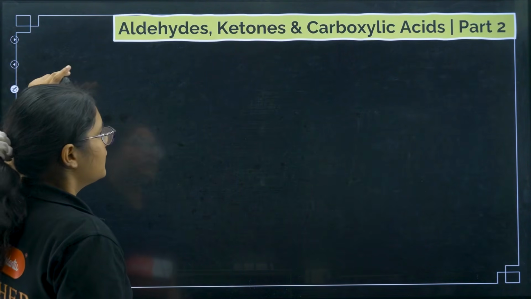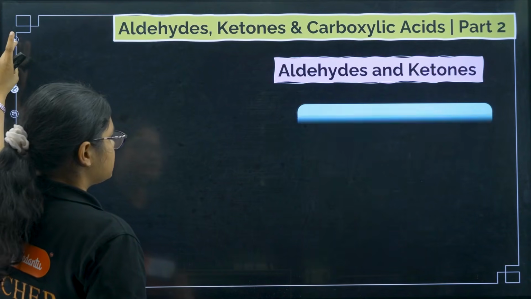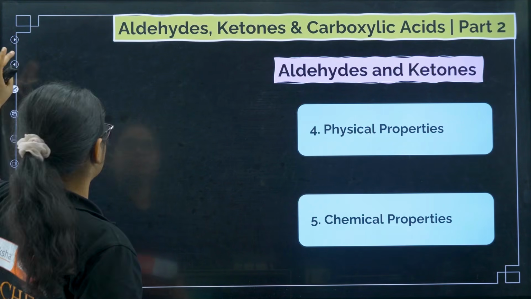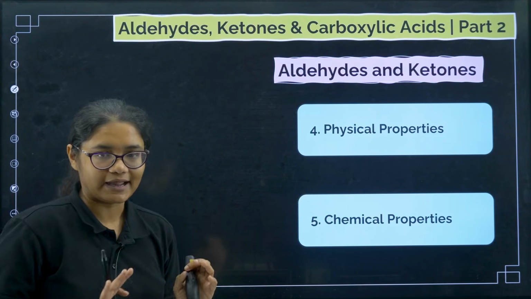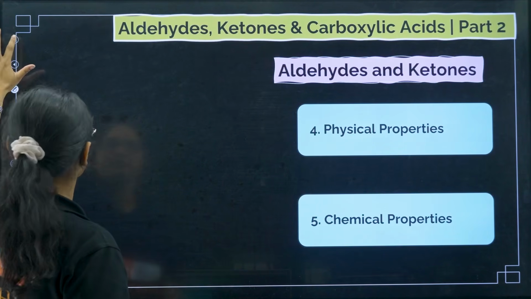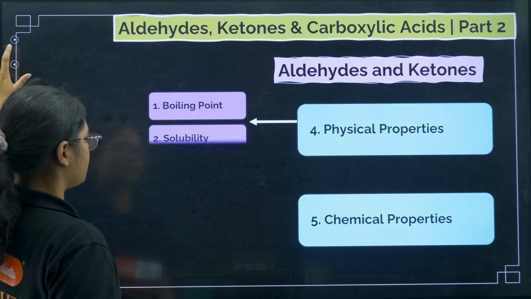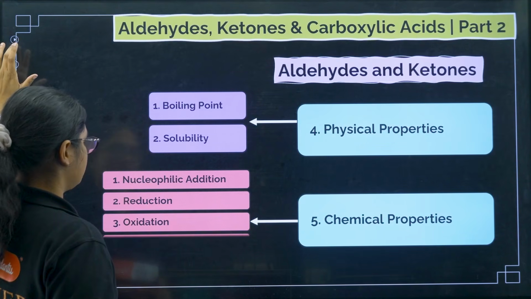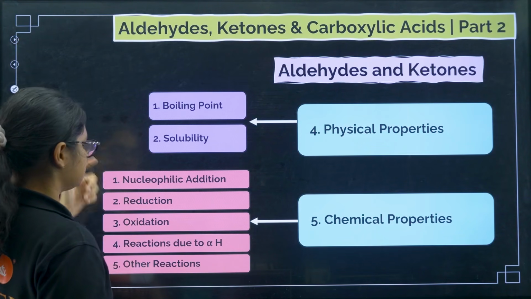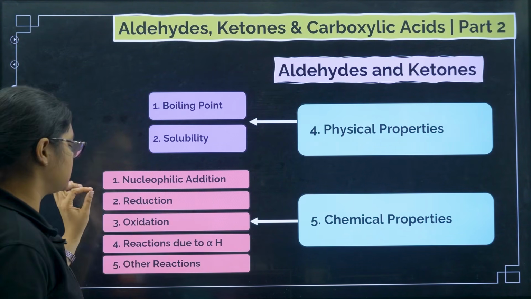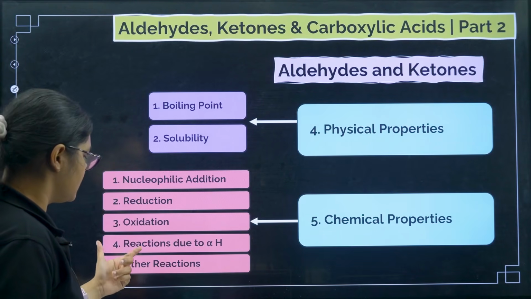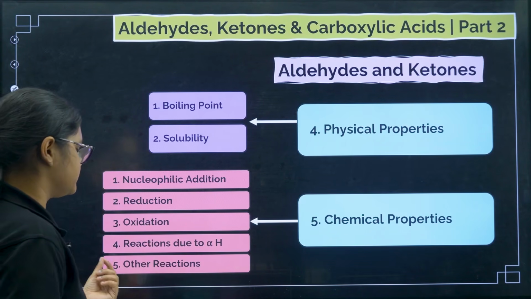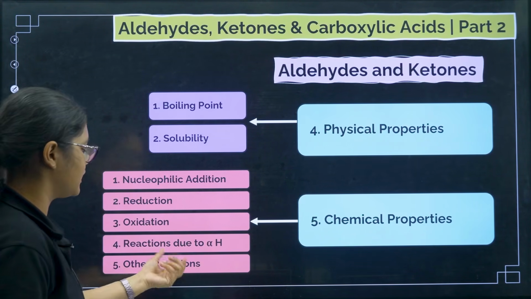Next, we will now discuss the physical properties and the chemical reactions. Okay, this is very important. Talking about physical properties, boiling point and solubility. In chemical properties we have some very important reactions: nucleophilic addition reaction, reduction, oxidation, reactions due to alpha hydrogen, and the Cannizzaro reaction or other reactions.